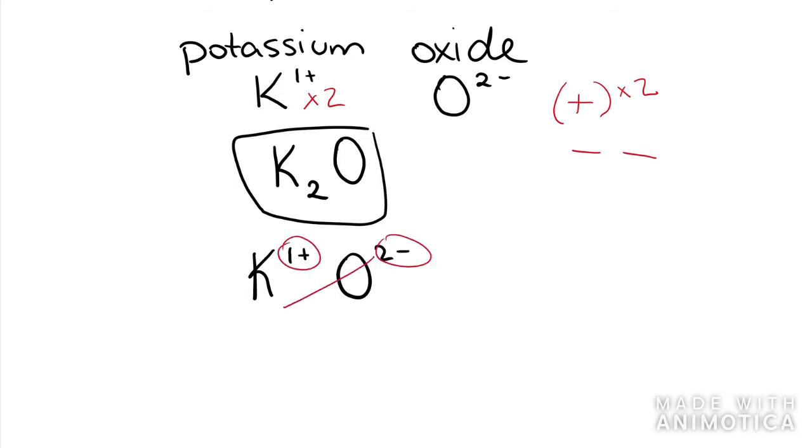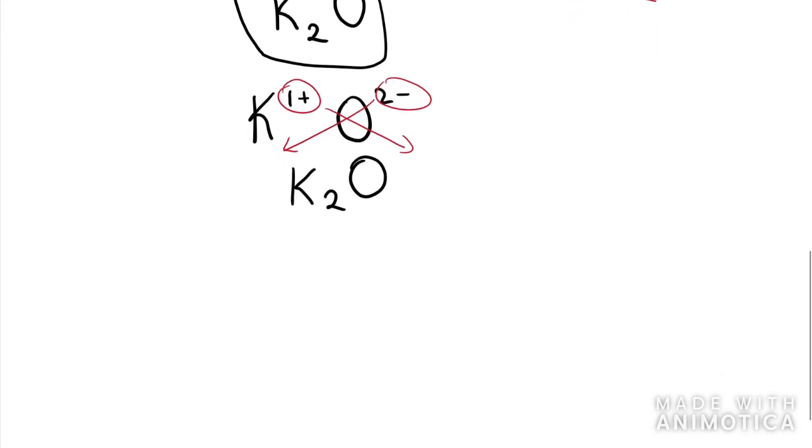Take our numbers, cross them over, and then we have K, our 2 from here, O, and our 1 from here, which we don't write down. So that was our binary.